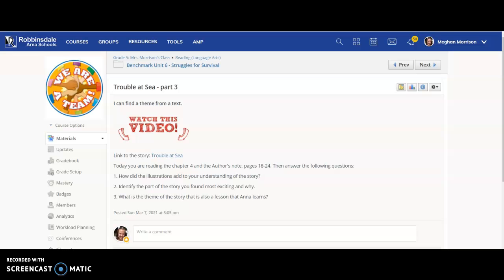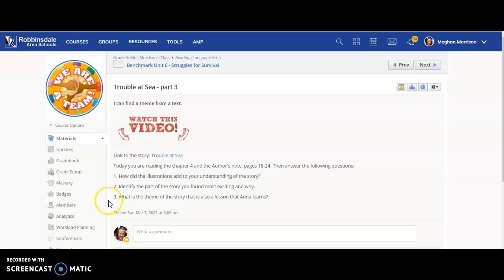All right, for this lesson, you are finishing the book Trouble at Sea, reading chapter 4. There's also an author's note that tells you just a little bit about the real event and how this was similar to that, although it was fictionalized a little bit. If you already have finished it, go ahead, open it up, and just remind yourself what happened in the chapter. Because I know some of you might have read ahead, which is fine, but just remind yourself what happened.